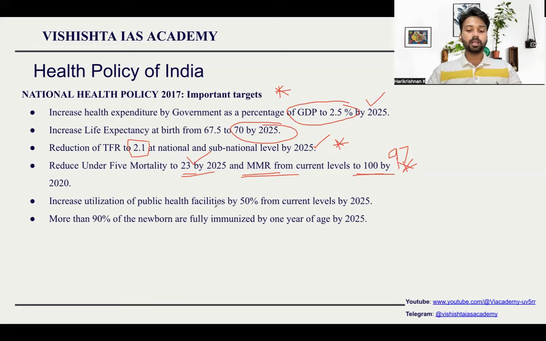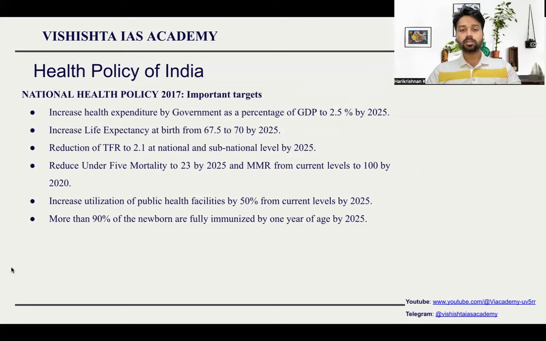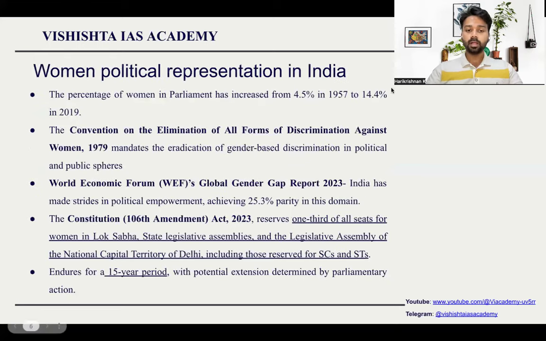Increase the utilization of public health facilities by 50% by 2025. More than 90% of newborns should be immunized by 2025. These are all the basic targets which the government has set in the National Health Policy.